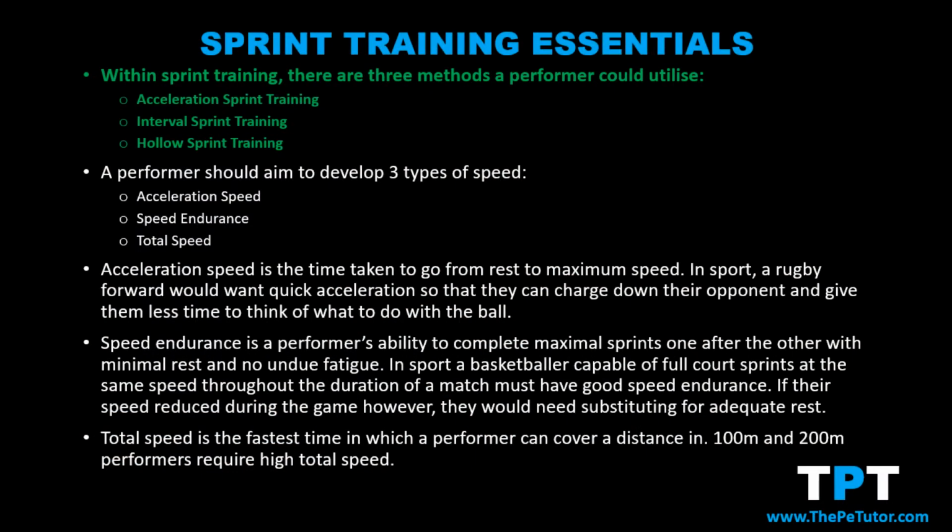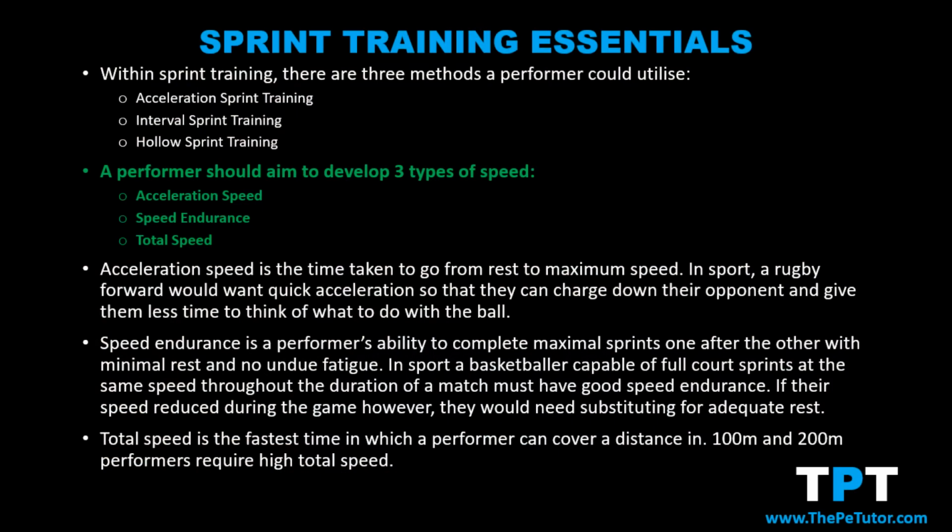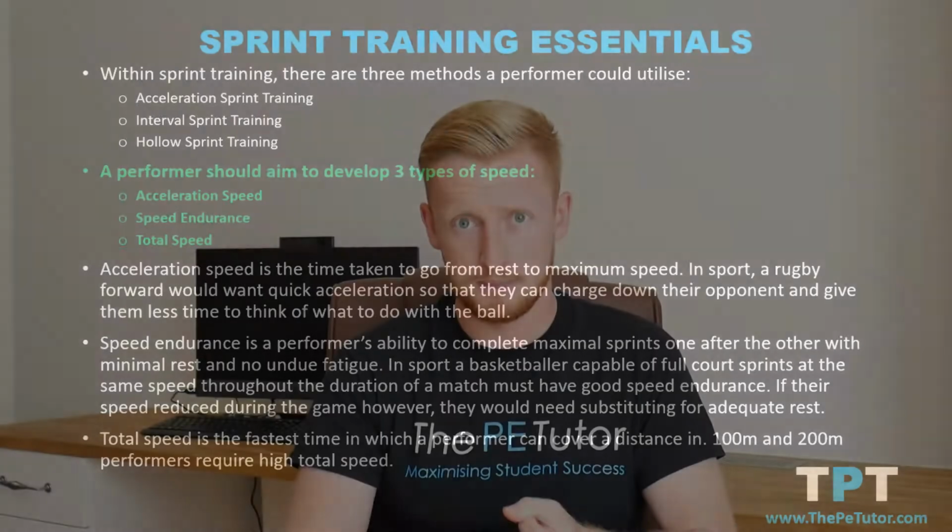So today we're going to look at sprint training, and there's three different types that you need to know about. The first is accelerative sprint training, the second is interval sprint training, and the third is hollow sprint training. The reason for three different methods is because we have three different types of speed that we should aim to be developing in a performer. The three different types of speed are acceleration speed, speed endurance, and total speed.